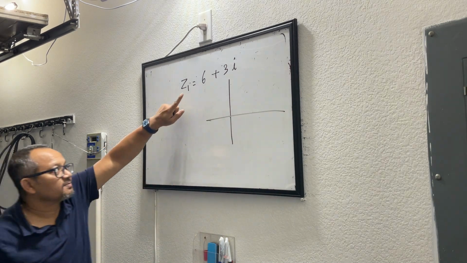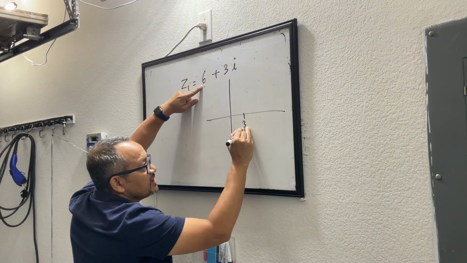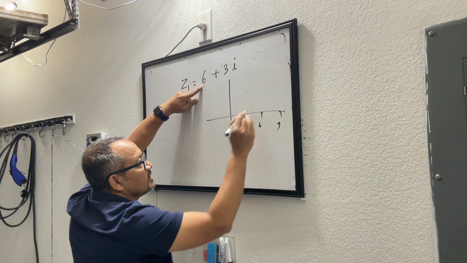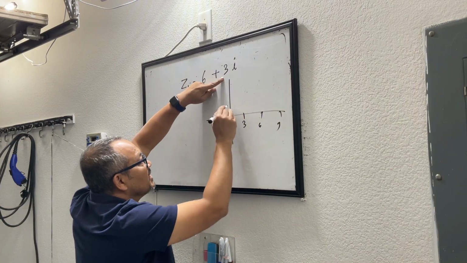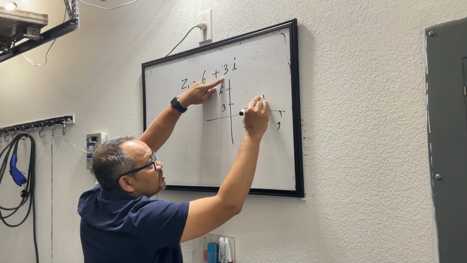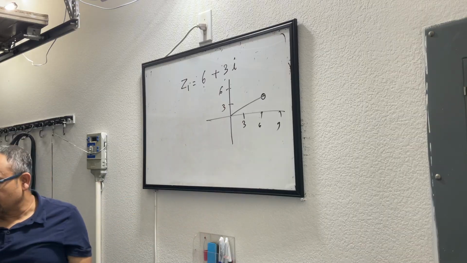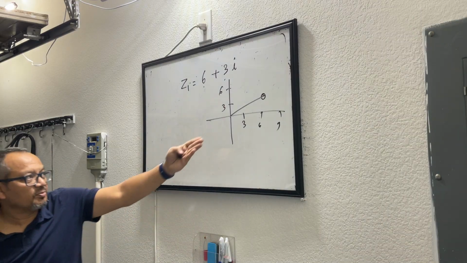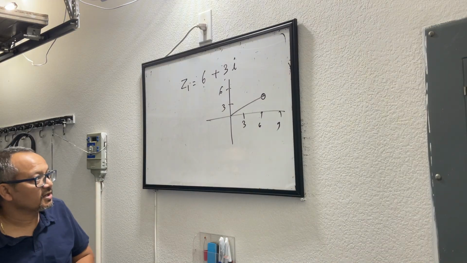This is my complex plane. My real component is 6. So let's say this is 3, 6, 9. So I'm talking about 6 and 3i. I'm essentially talking about this point as my coordinate. This is the point that I can locate on the coordinate plane, which is 6 plus 3i.